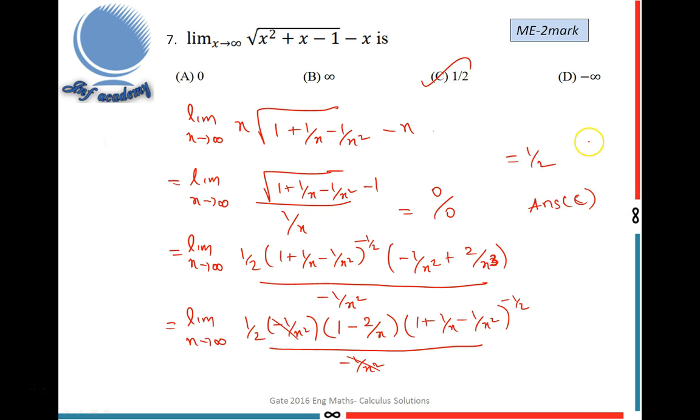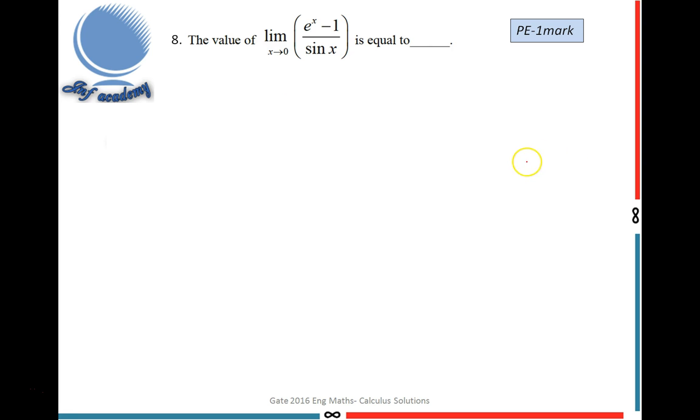Now, eighth problem. The value of the limit x tends to 0 of e power x minus 1 by sin x is equal to what? This question is from the PE department. It has 1 mark. First I substitute the limit. I get 0 by 0 form because e power 0 is 1, 1 minus 1 is 0, and sin 0 is 0. Indeterminate form, so I apply L'Hospital rule.